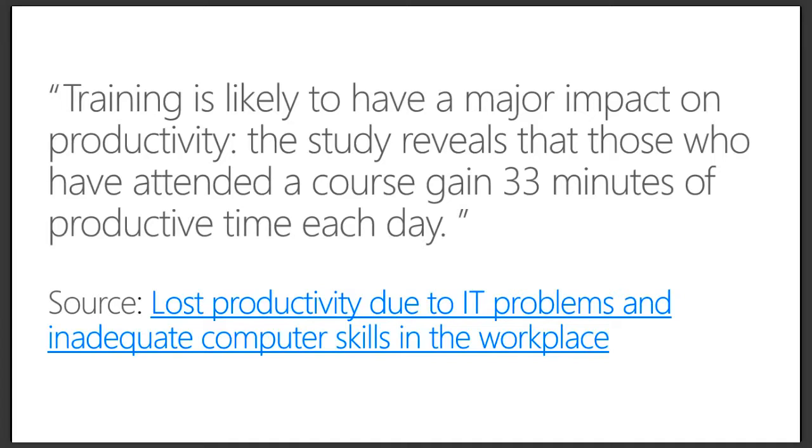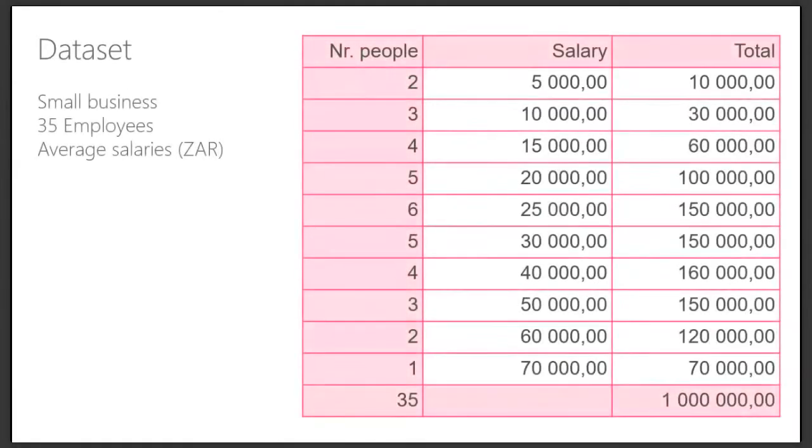They're saying 33 minutes of productive time a day. So don't make a mistake: no one's going home early. It doesn't work like that. You're just going to do more work. Based on that 33 minutes, I then took the following data set. Please understand, I worked on average salaries in rands. You can, of course, slot this in on your own, and the stats will pretty much work out the same. The difference is not going to be that much.